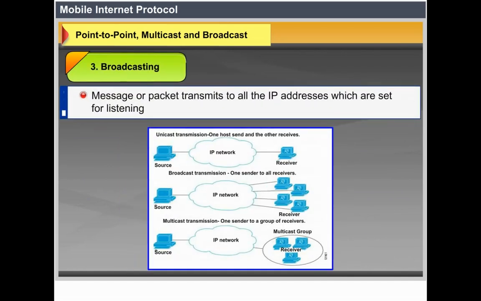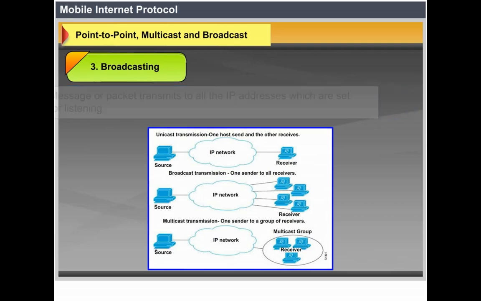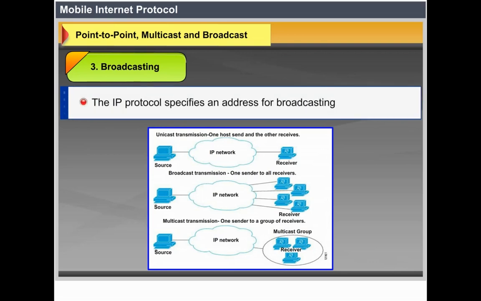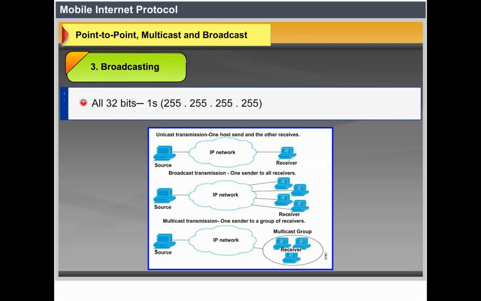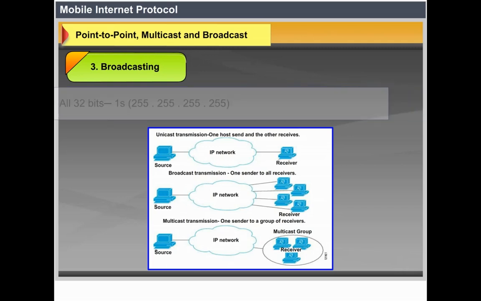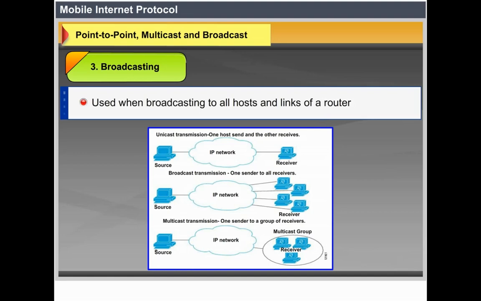Broadcasting: message or packet transmits to all the IP addresses which are set for listening. The IP protocol specifies an address for broadcasting. All 32 bits one is 255.255.255.255. Used when broadcasting to all hosts and links of a router.